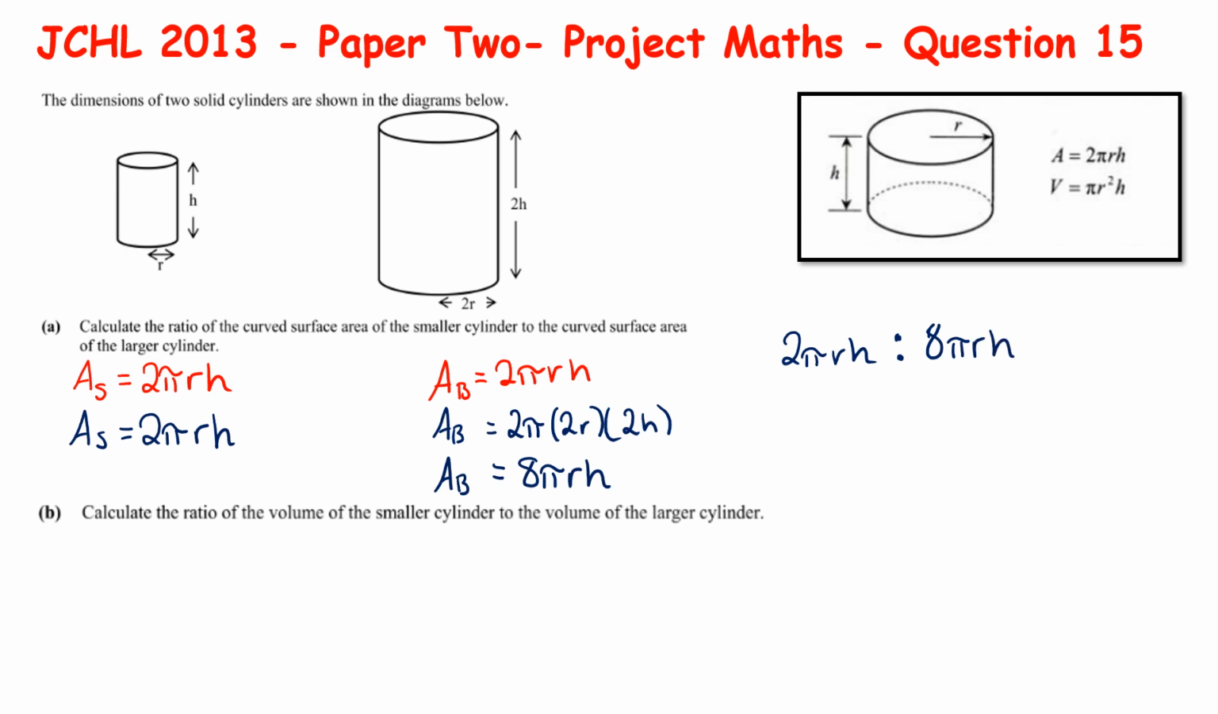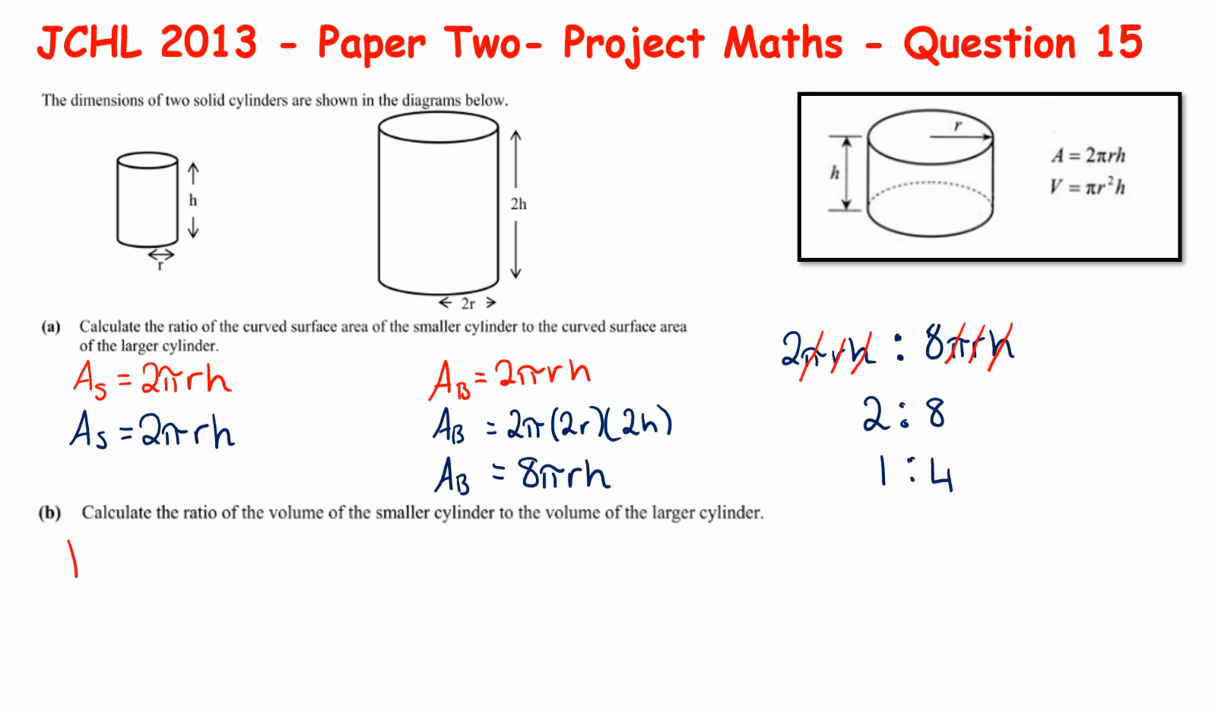Now, a ratio is in some way related to a fraction, so we can simplify it in a similar way. So because there's a pi on both sides, we can divide both sides by pi. Because there's an r on both sides, we can divide both sides by r. And because there's an h on both sides, we can divide both sides by h. So we get 2 is to 8. That's much easier to deal with. We can divide both sides by 2, and we get 1 is to 4. Part B then asks us to find the ratio of the volume of the smaller cylinder to the volume of the larger cylinder.